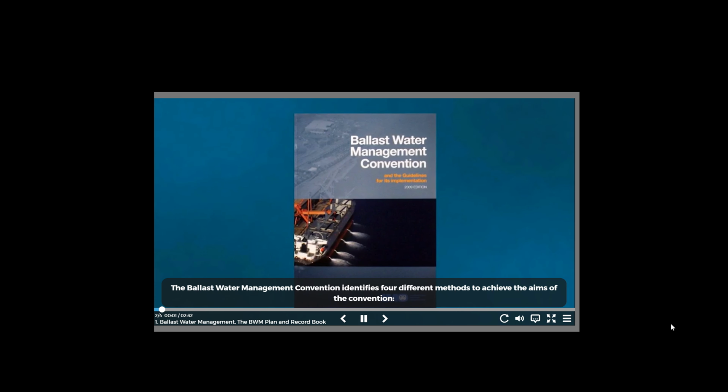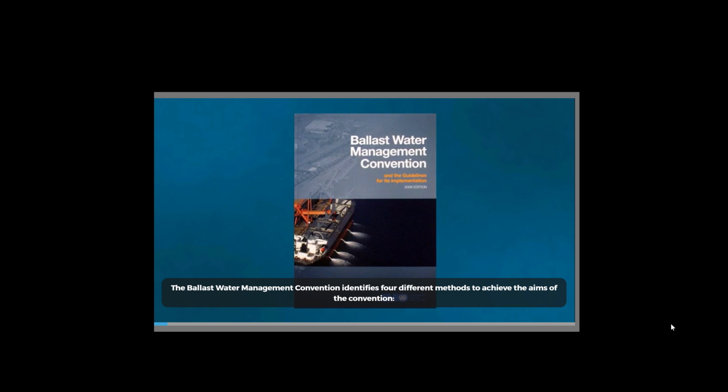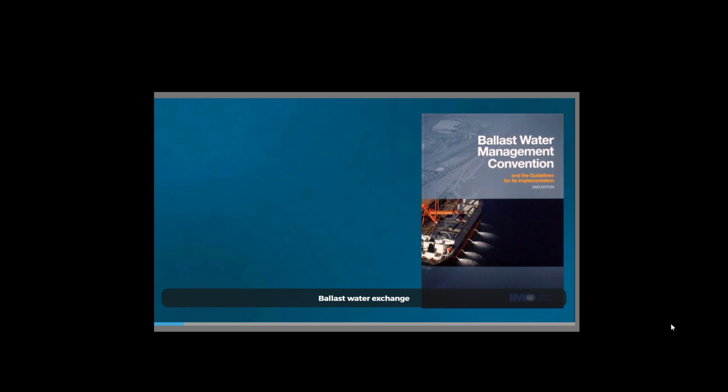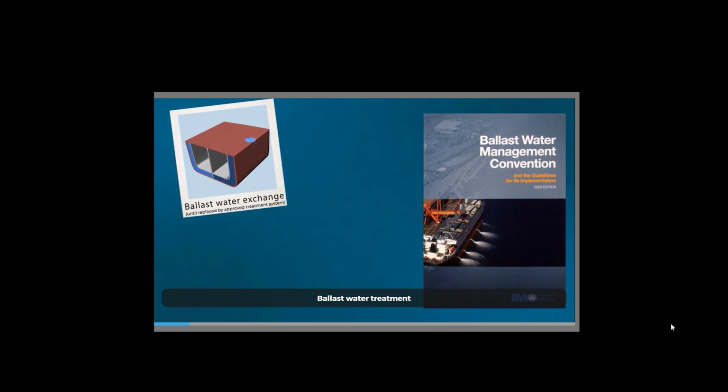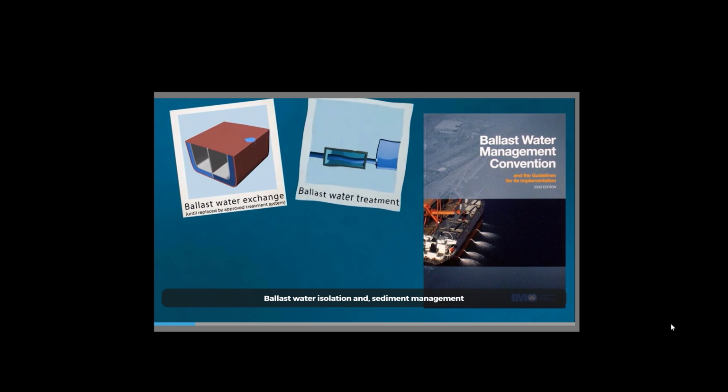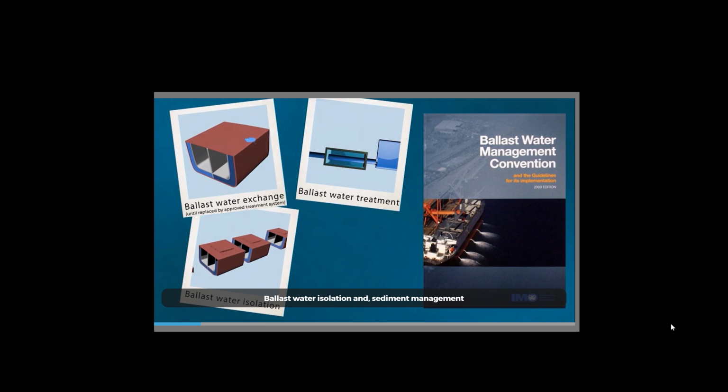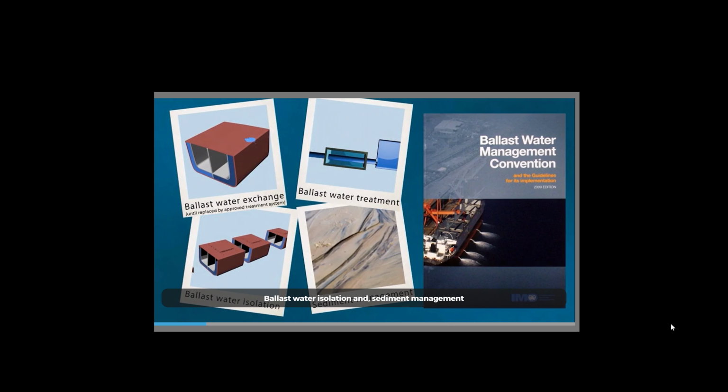The Ballast Water Management Convention identifies 4 different methods to achieve the aims of the Convention: ballast water exchange, ballast water treatment, ballast water isolation, and sediment management. A ship-specific ballast water management plan that describes which methods are used and how compliance is achieved must be developed.